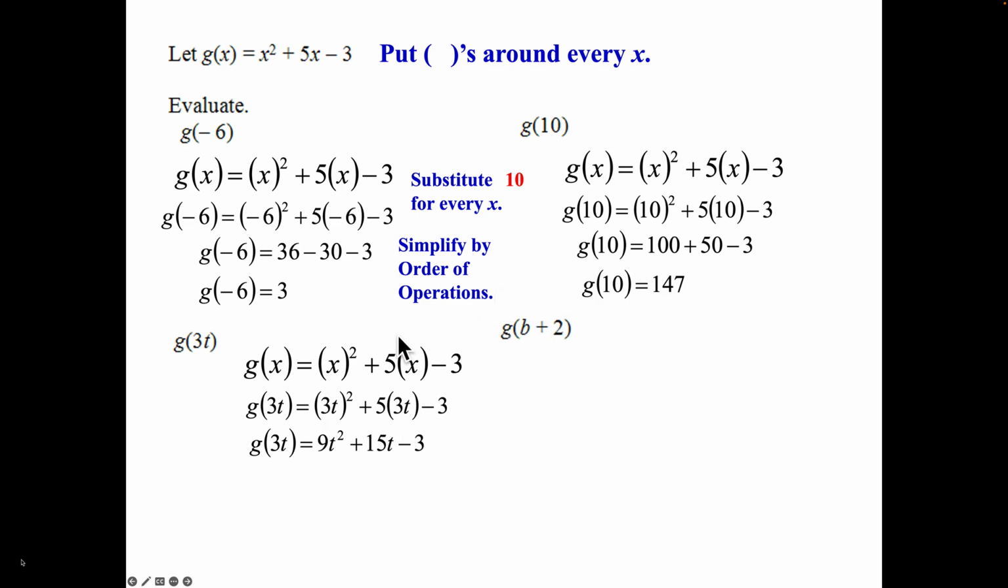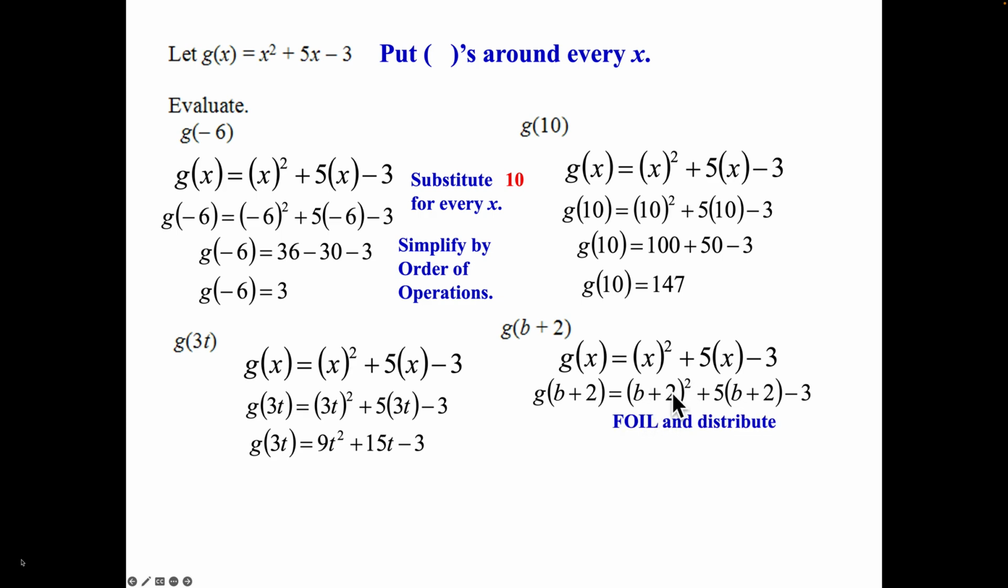g of b plus 2, same thing. Parentheses around every x. Now you put the b plus 2 into every set of parentheses. So this indicates here, that b plus 2 is a binomial being squared. So all right, you're going to have to FOIL this one, and here you're going to have to distribute the 5. So b plus 2 times b plus 2, we're going to get b times b is b squared, b times 2 plus 2b, 2 times b plus another 2b, 2 times 2 is 4. So this simplifies to b squared plus 4b plus 4.